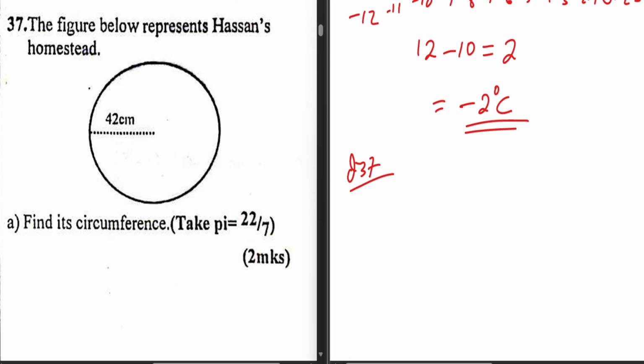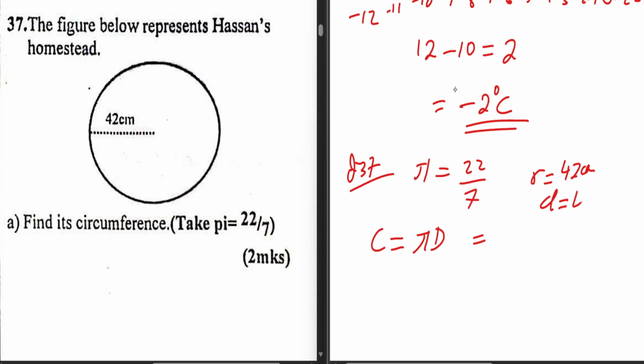Question 37. The figure below represents Hassan's homestead. Find the circumference. Take pi to be 22/7. Now, since pi is 22/7, and we are asked to find the circumference, we take the formula pi d. So you just have a radius here, 42, and our diameter is basically the radius times 2, which is 42 times 2, which is 84 centimeter. So 22/7 times 84.